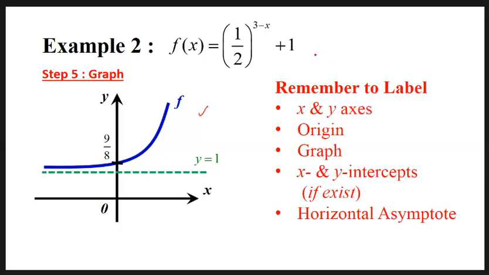And always remember, make sure you label the x and y axes, the origin, state the name of the graph, label the x and y intercepts if they happen to exist, and also don't forget the horizontal asymptote. So this is how we sketch the graph for example number 2.